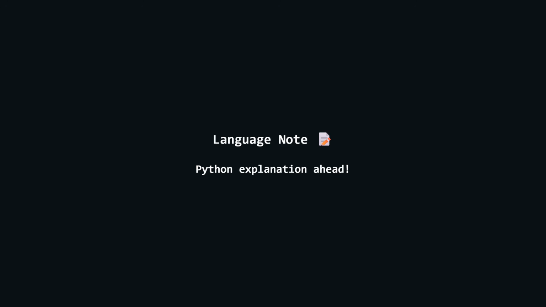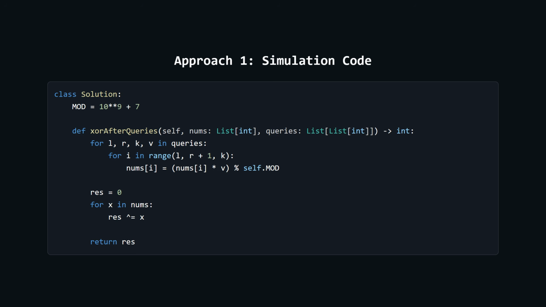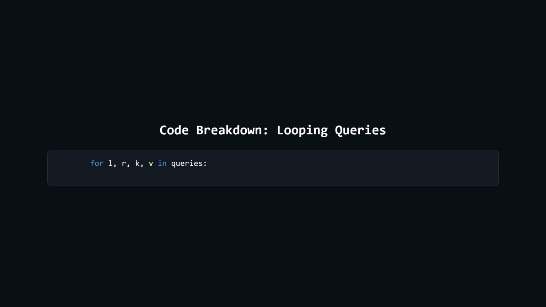We are going to look at the Python code first to see how to actually build this. Here is the complete Python solution. But don't worry about reading it all at once. Let's break it down into manageable chunks. First, we set up a main loop that goes through every single query, and we unpack our start index, end index, step size, and multiplier value into separate variables. Next, we create an inner loop using Python's built-in range function to easily jump from our start index to our end index, taking steps based on our step size variable.